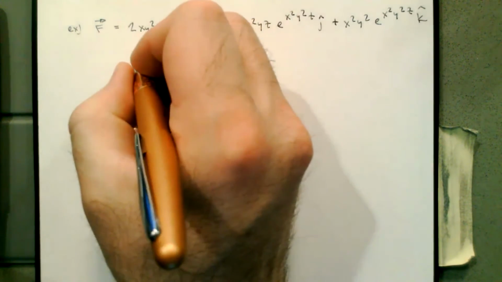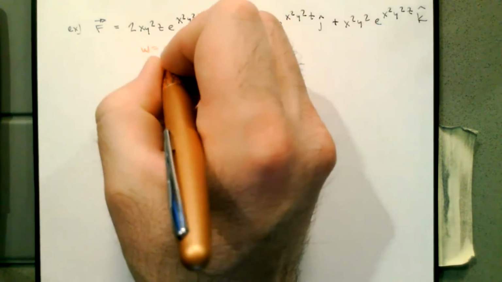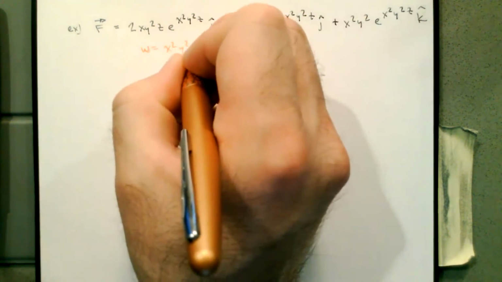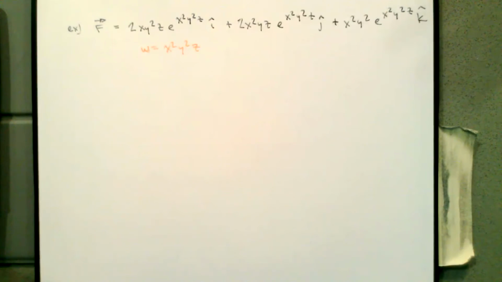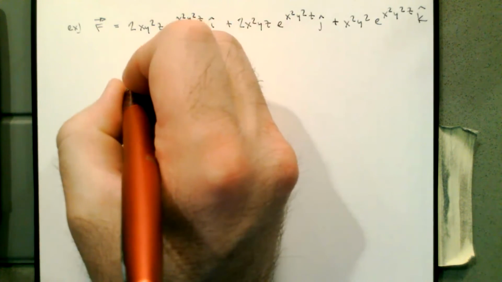And so if we set w as x squared y squared z, instead of writing dw, because w is a function of 3 variables, I should write dw dx, dw dy, and dw dz, they'll all be partial derivatives. So I could also just use the subscript style.